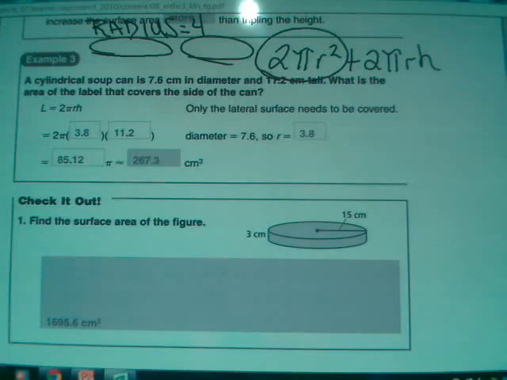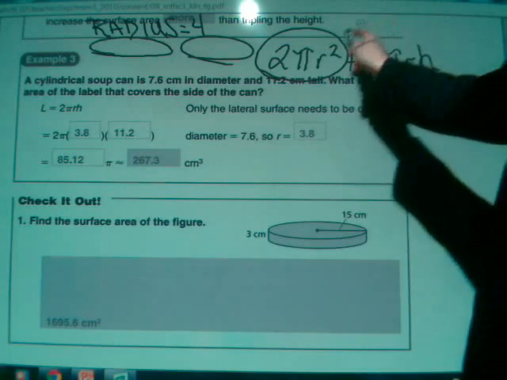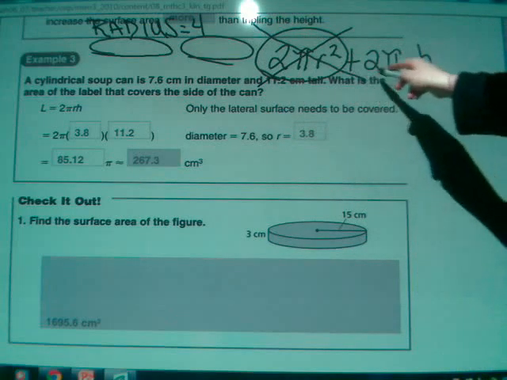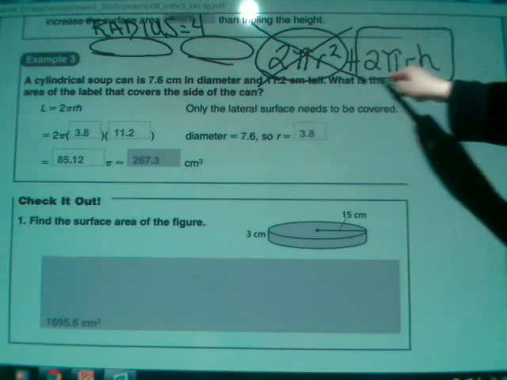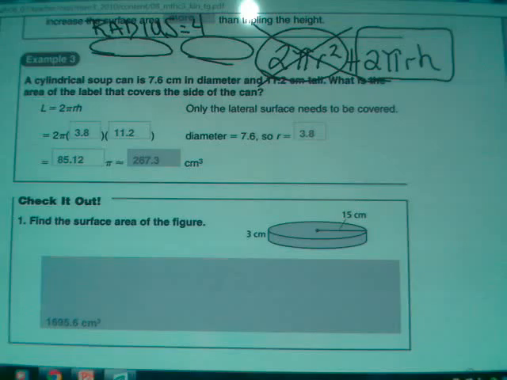So instead of me working the whole formula out and taking some pieces out, let's just get rid of this from the get-go and just find 2 pi rh, which must somehow be the formula for finding the area of the actual can piece. And that's what they're going to do here. And that's quite fine. So we're going to take 2 pi rh and plug in our numbers.